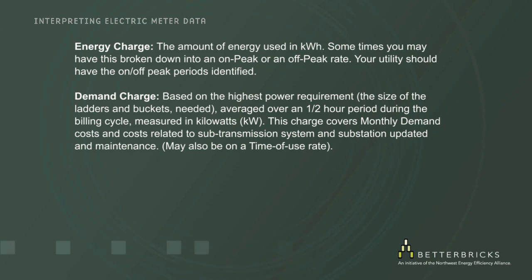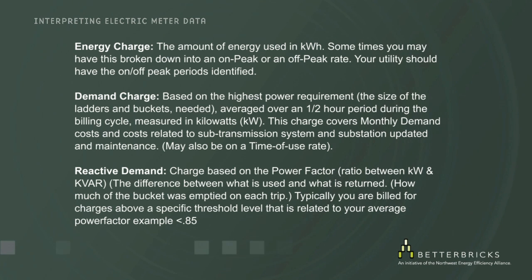Now the utility charges a demand charge because they need to have a certain amount of capacity to be able to supply the power that you need. In the case of our water tower analogy, it's the size of the ladders and buckets and stuff that are needed. But it's really the size of the transformers and the wires and the substation that's needed to supply power to your location.